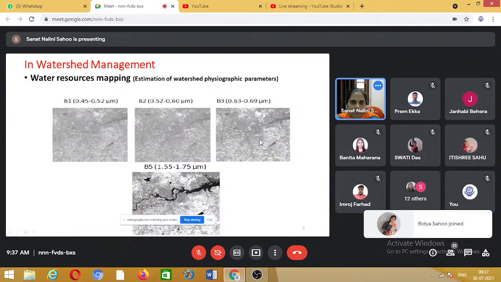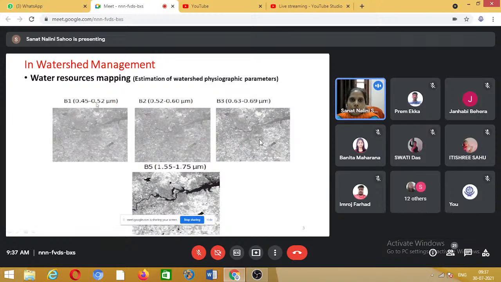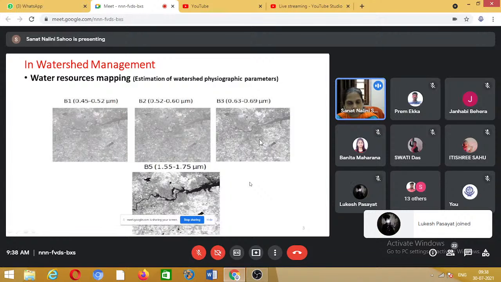This is the B1 band, where your wavelength lambda varies from 0.45 to 0.5 micrometer. So basically we call it the blue band. Here B2 is 0.5 to 0.6 micrometer. This is generally the green band, and B3, the wavelength varies from 0.6 to 0.7 micrometer. That is your red band. So basically the first one is the blue band, this is the green band, and this is the red band. And the last one is your infrared band, the NIR or near infrared band, where the wavelength varies from 1.55 micrometer to 1.75 micrometer.